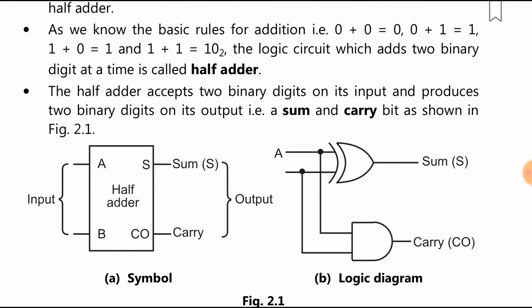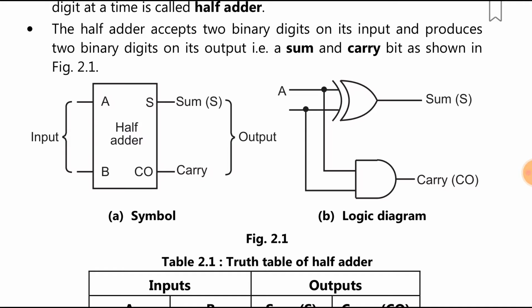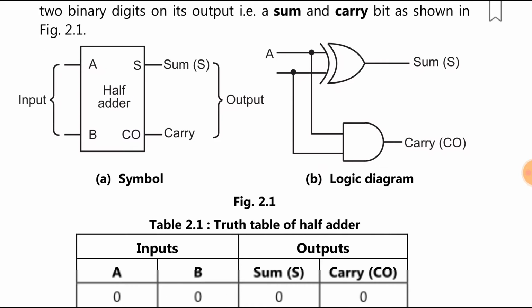As we know, the basic rules for addition are 0 plus 0 is equal to 0, 0 plus 1 equal to 1, 1 plus 0 equal to 1, and 1 plus 1 is 1 0. So the logic circuit which adds two binary digits at a time is called a half adder. The half adder accepts two binary digits on its input and produces two binary digits on its output, that is sum and carry bit, as shown in the figure.